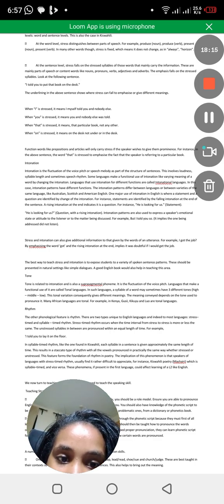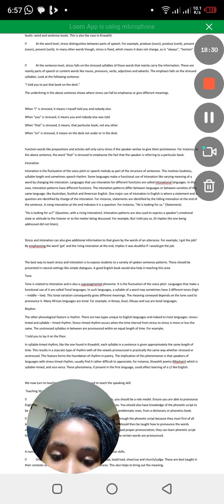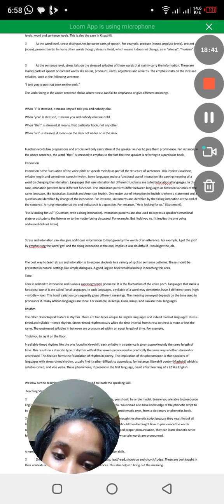We now turn to strategies that can be used to teach speaking skills. To be able to teach listening and speaking skills efficiently, you should be a role model. Ensure you are able to pronounce English sounds and words correctly. Since students will be copying you, you should also have knowledge of the phonetic script to be able to check the pronunciation of particular words, especially the problematic ones, from a dictionary or phonetic books.